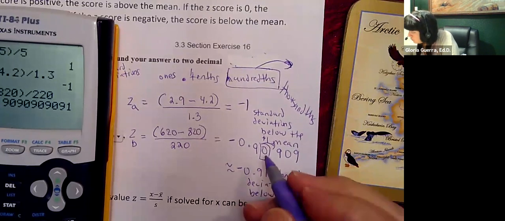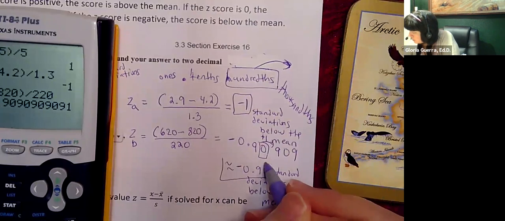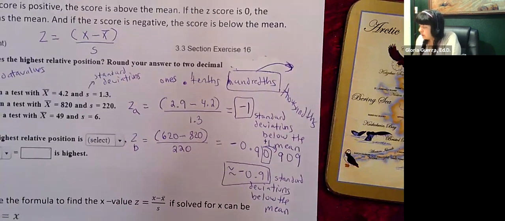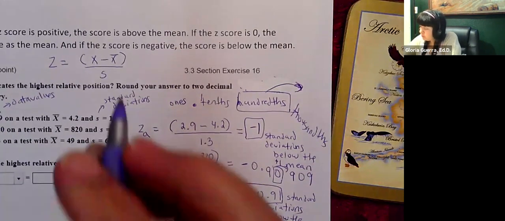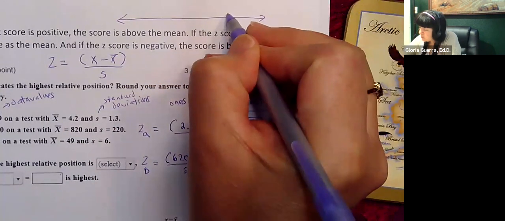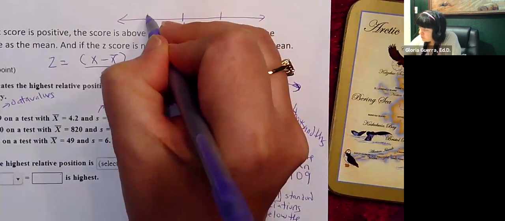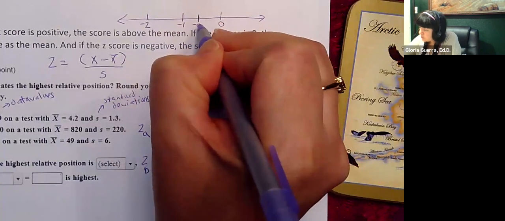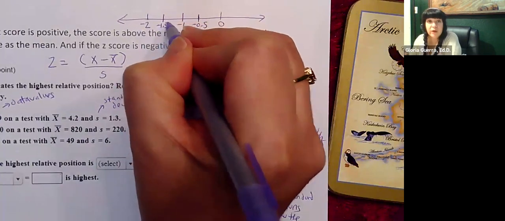Okay. So this one gave us -1. This one gave us -0.91. Okay, and then I can start doing a number line. I will do a number line right here. Okay, so let's say here's 0. Here's -1. Here's -2. Here is -0.5. Here is -1.5.